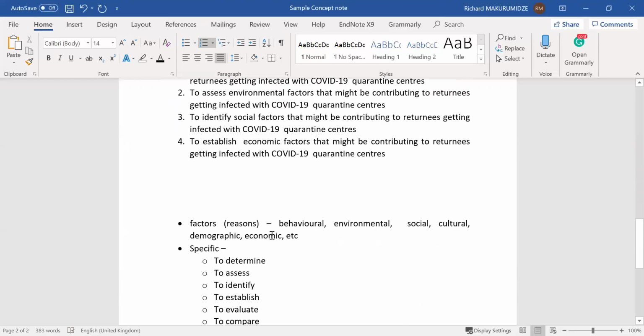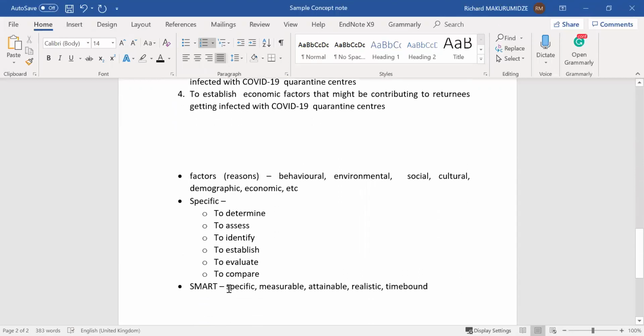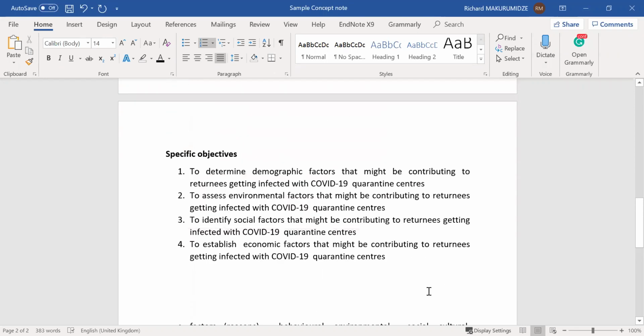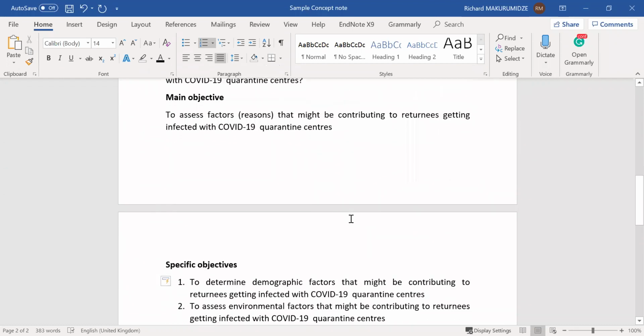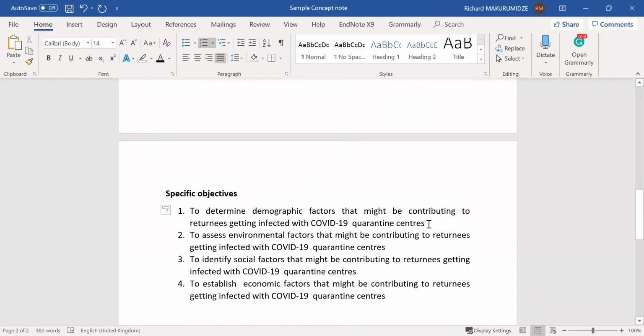Then there's this concept which I was explaining. Your objectives should be specific, measurable, attainable, and time bound. You can bring that concept in to make sure your objectives are specific. How can you do it? You can say, remember, to determine the factors that might be contributing to returnees getting infected in quarantine centers in Zimbabwe. We are specifying now.